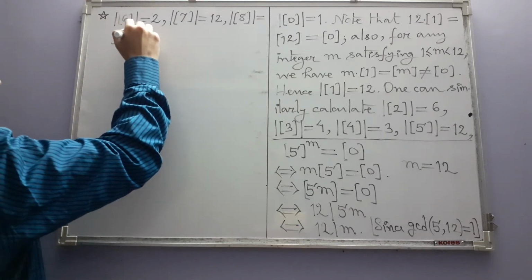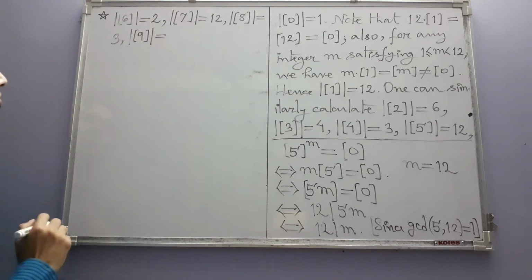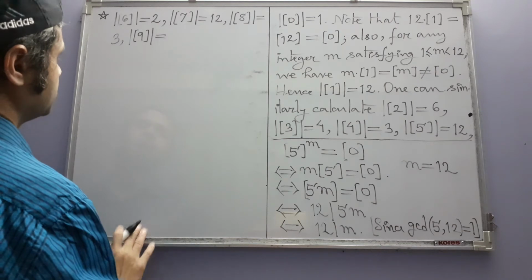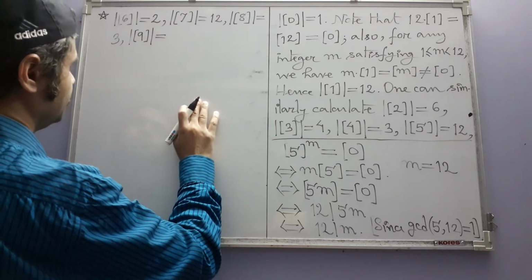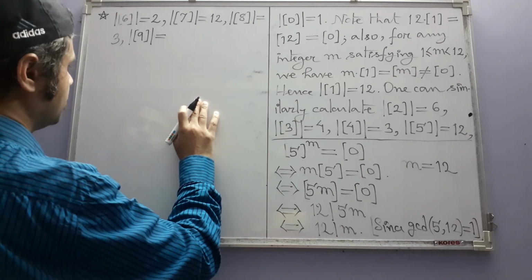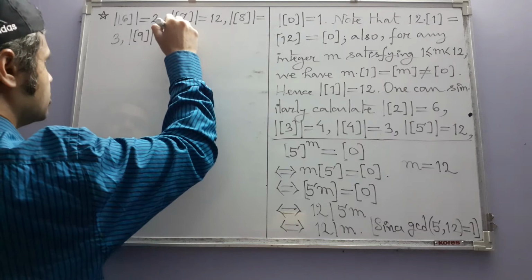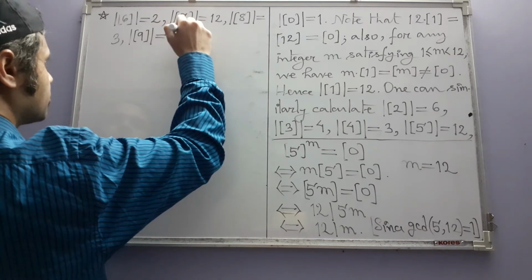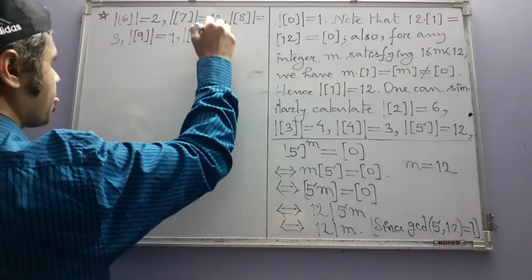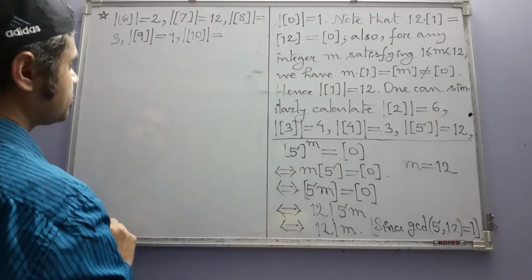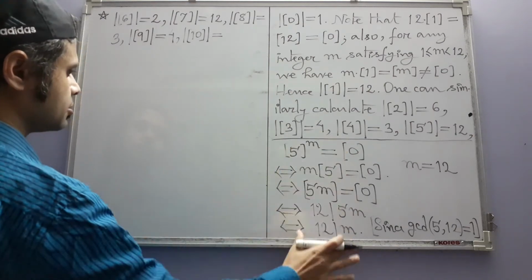Then 9, 18, 27, okay, 36, so this is 4. Then 10. You can quickly go through these steps.